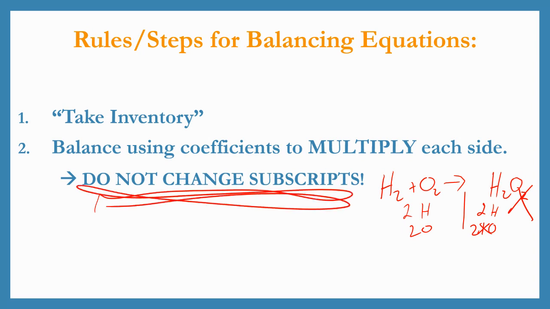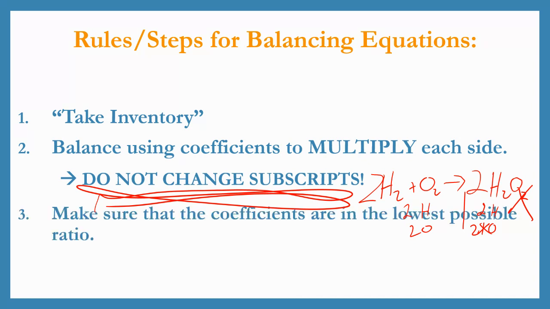We learned this already when we were doing compounds. H2O is water. H2O2 is hydrogen peroxide. So it's a completely different substance. It's going to do completely different things. So you can't change subscripts. You have to change the numbers in the front if you're going to do this. So that's how you do it.